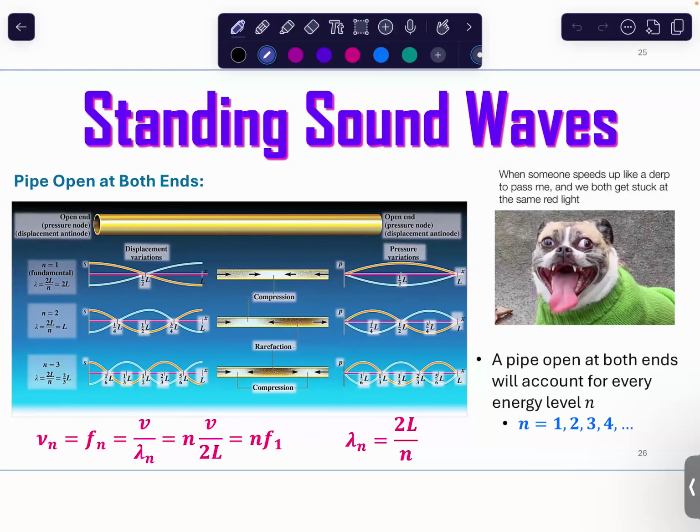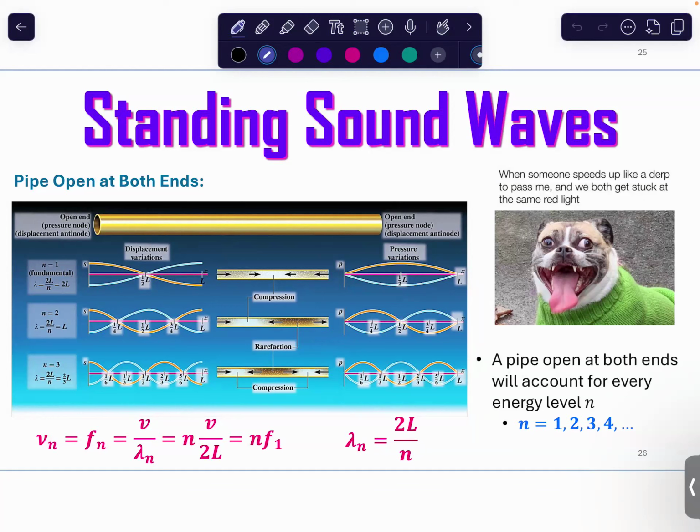Okay, so a couple more topics to cover. So we're going to start with standing sound waves. Okay, so there's really two ways to look at standing sound waves. We're going to cover waves going through a pipe with two open ends and waves going through a pipe with one closed end.